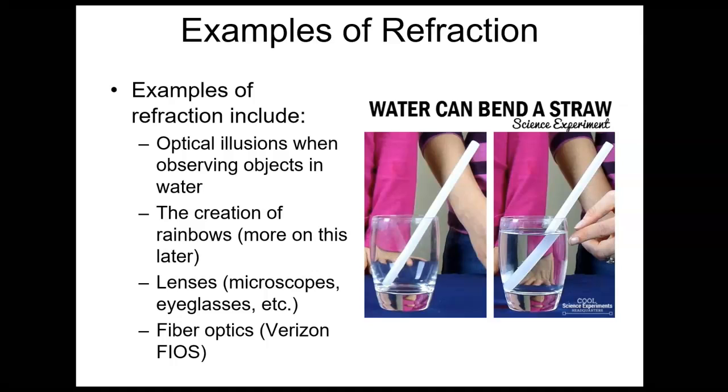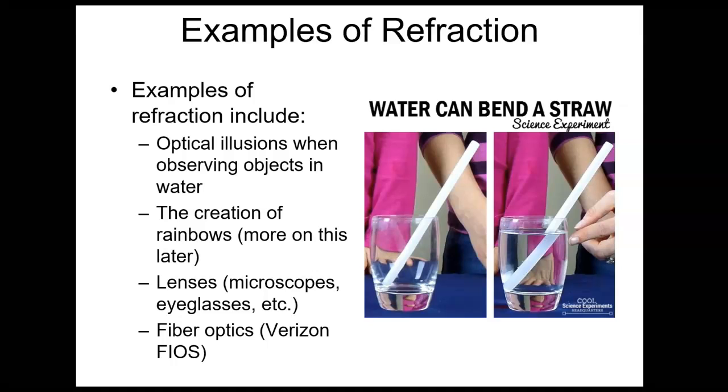Rainbows are also caused by refraction, actually a combination of a variety of wave behaviors, one of which is refraction. Basically, when light from the sun goes into raindrops, it bends, and as it bends around the raindrop, it kind of reflects off the inside of the raindrop and then comes back out and forms a rainbow. We'll talk more about that later.